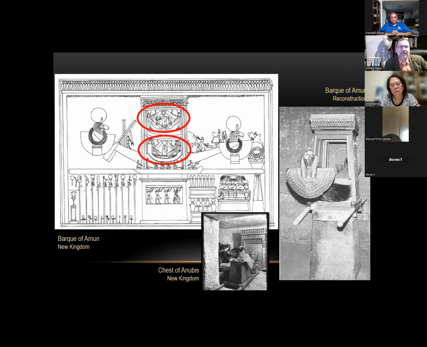Here's another one. You get an idea of another double-decker kind of idea here. Here's another one. This is Tutankhamun's tomb with Anubis on a sled with poles. Here's a reproduction of a boat. This is a boat of Amun. The god would be put in between here, like we see here, but also carried on poles in the sanctuary.